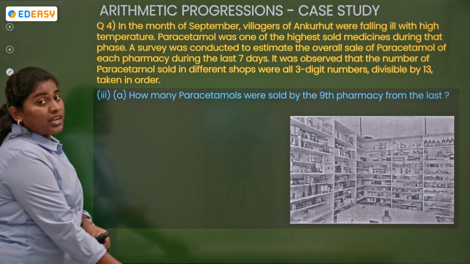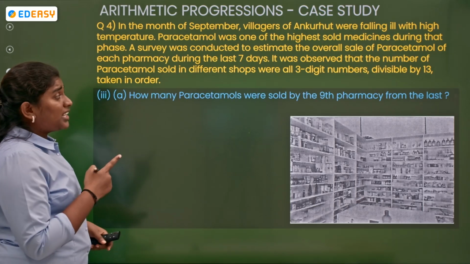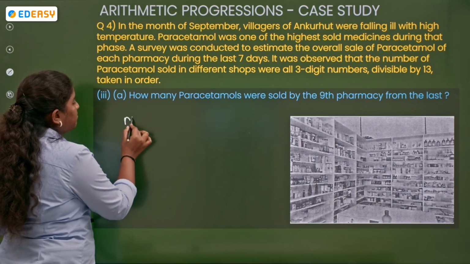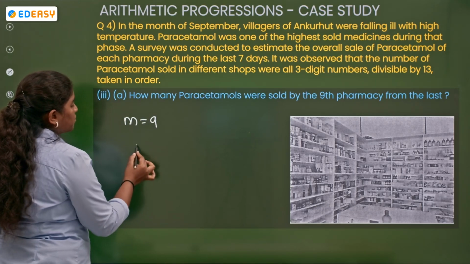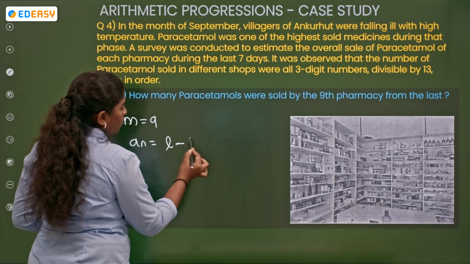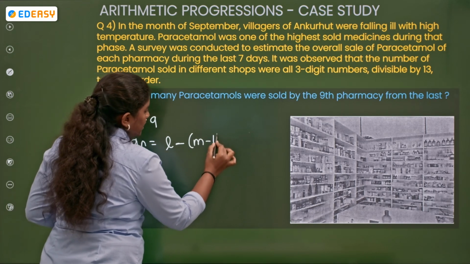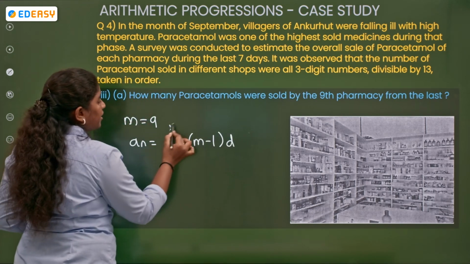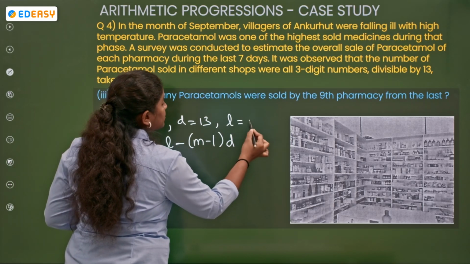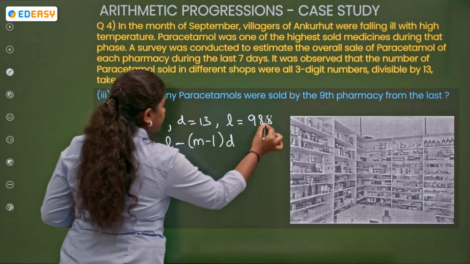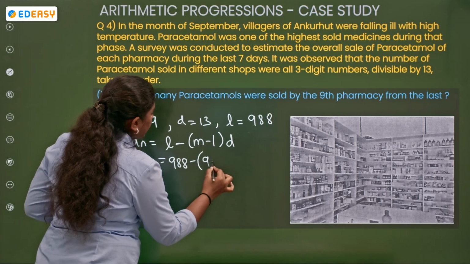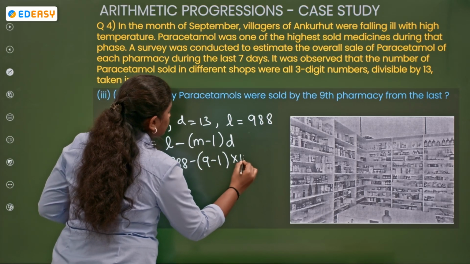So now coming to here, they are asking from the 9th. So what will be the formula? M equals 9, they gave. So AN will be formed by last term minus of M minus 1 into D, right? Where D is 13. And the last term, what is the last term? 988. So now 988 minus of 9 minus 1 into 13.